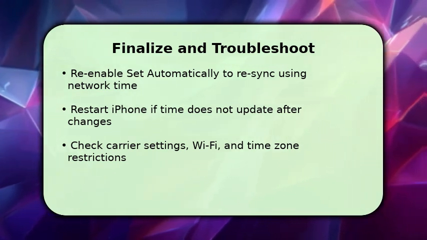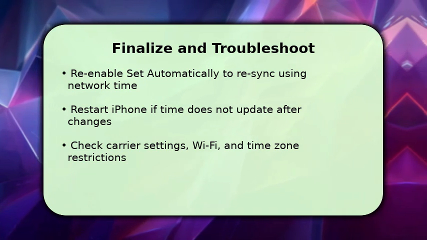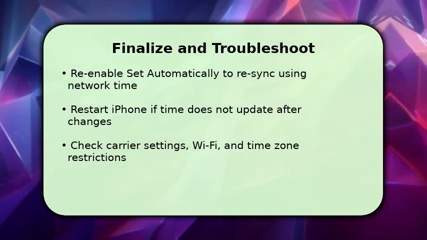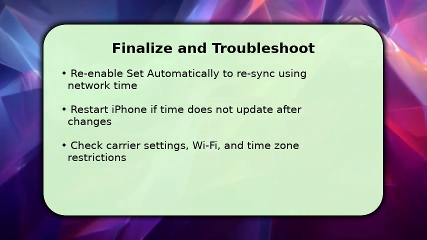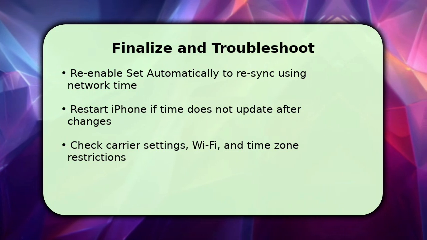If you want the phone to keep accurate network time, toggle Set Automatically back on so carrier or Wi-Fi sources update the clock. If the time still looks wrong, restart the iPhone to force a settings refresh.